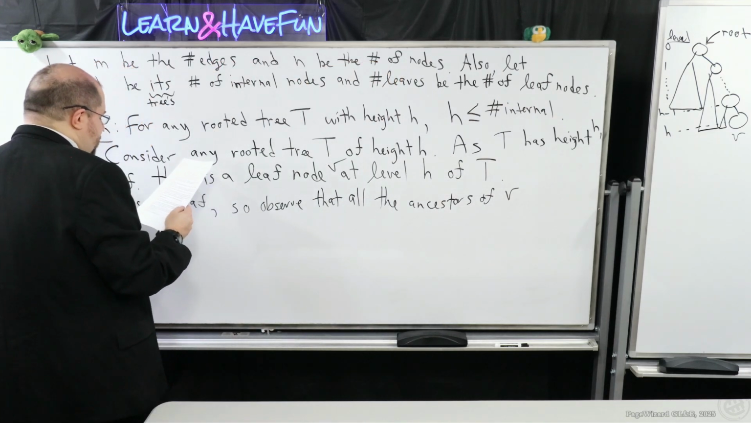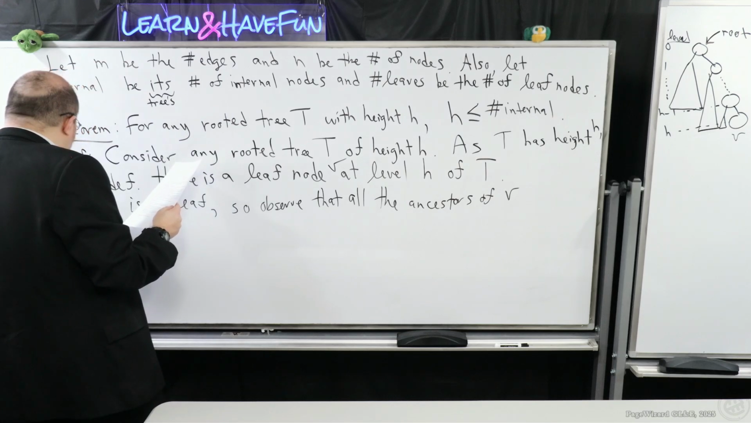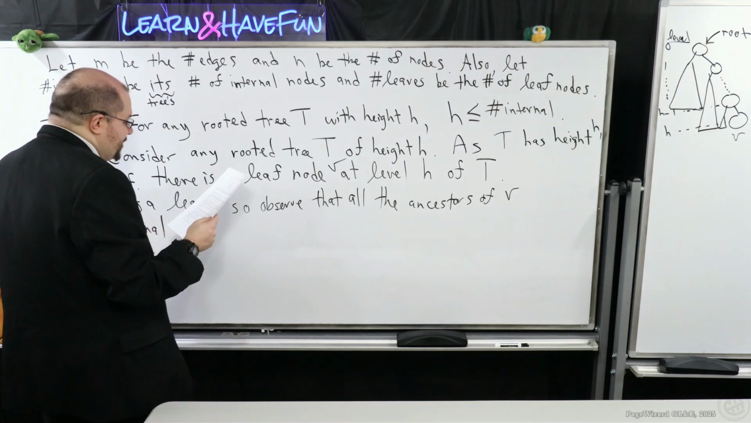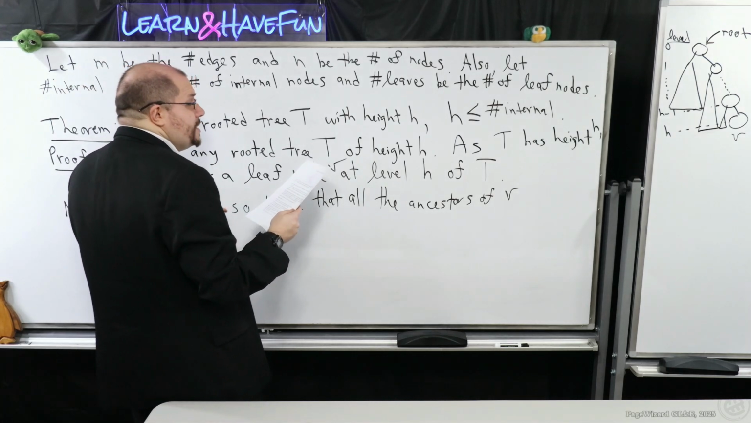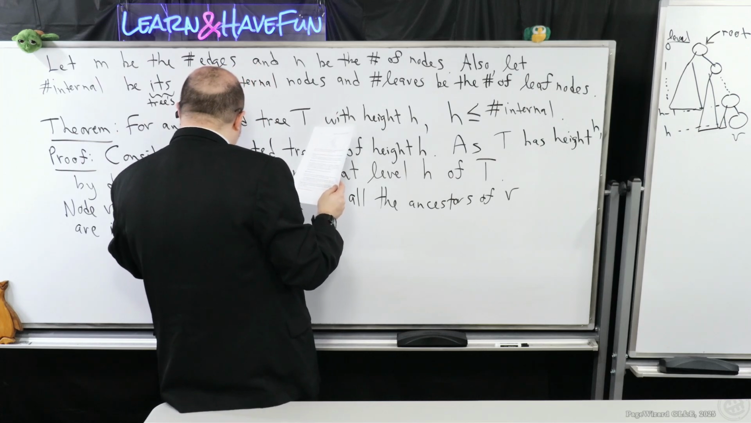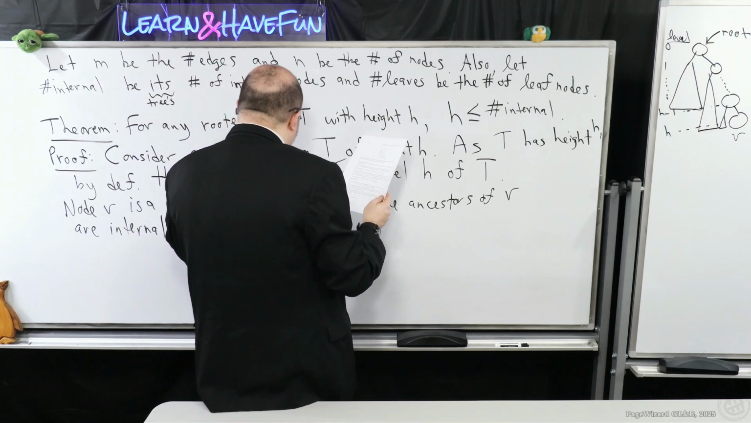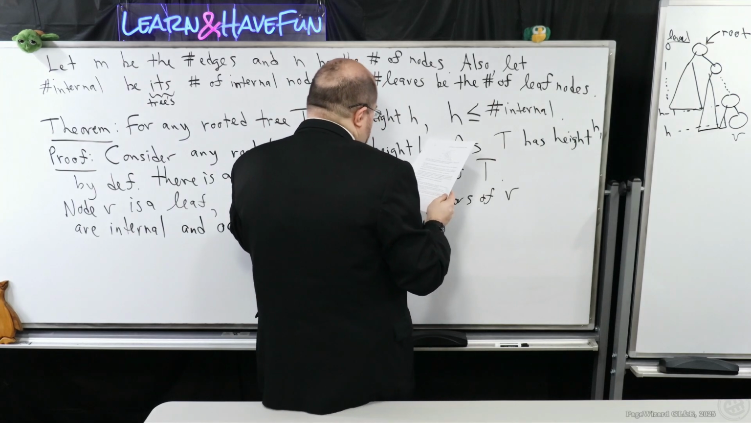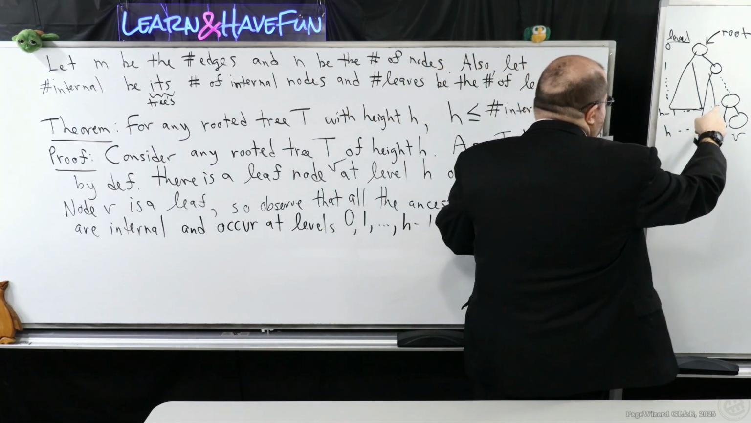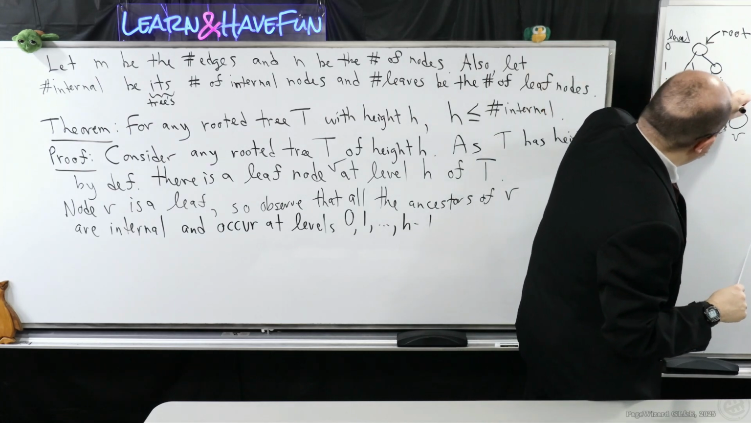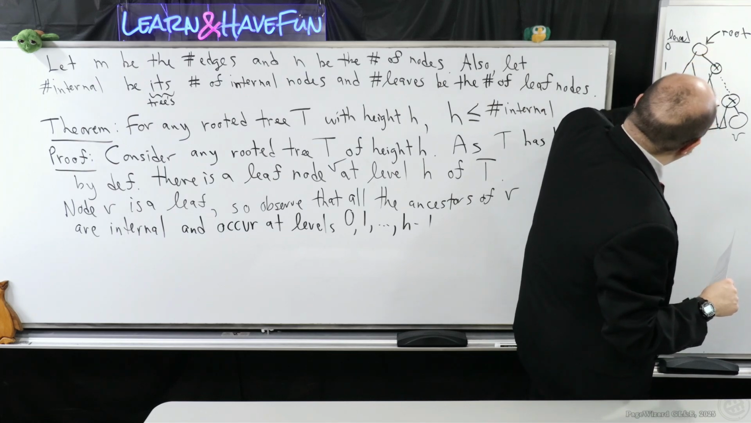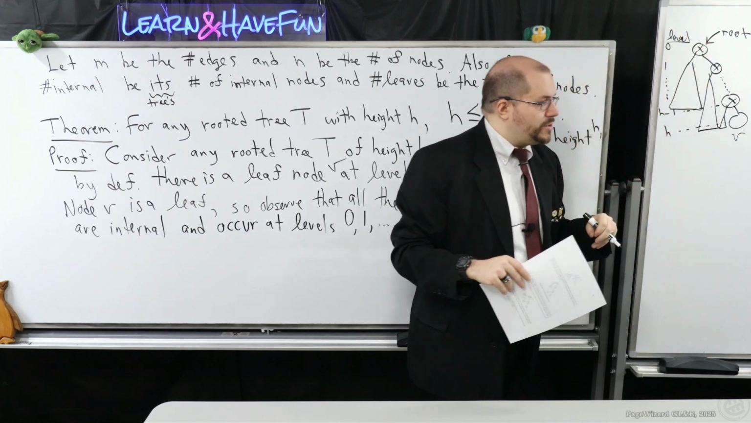That all the ancestors of V are internal. They're all internal nodes. And where do they occur in terms of levels of this tree? They occur at levels 0, 1, and so on until h minus 1, right? There's this one, its ancestor, then that's ancestor, and so on until I get to this ancestor, and then there's this ancestor, the furthest most ancestor, the root.